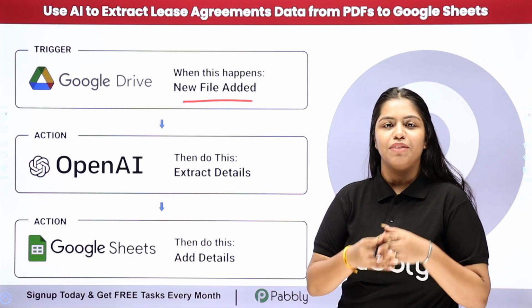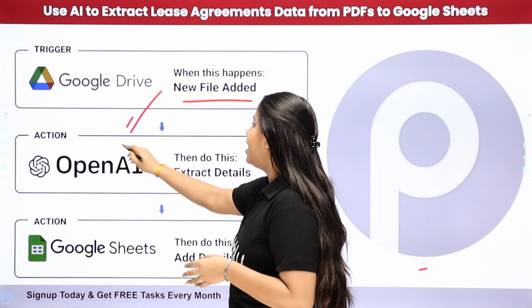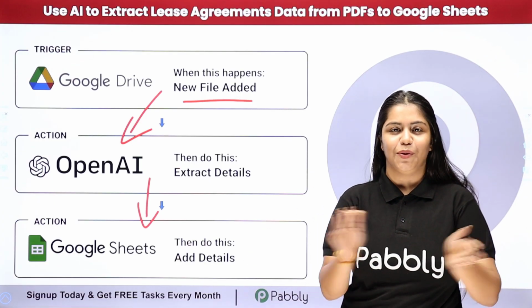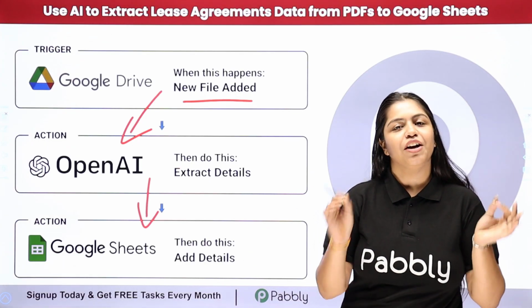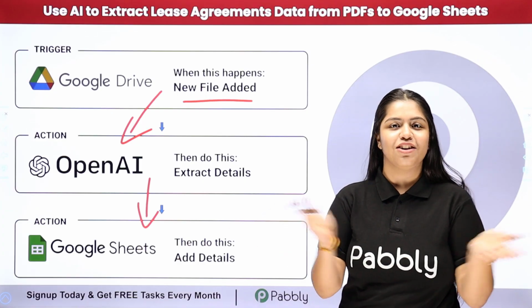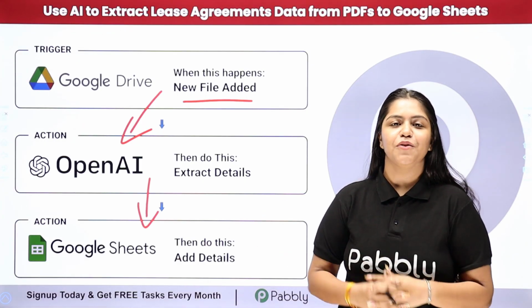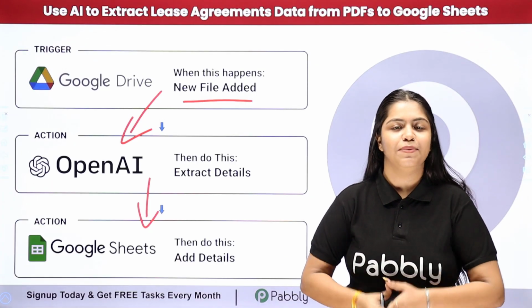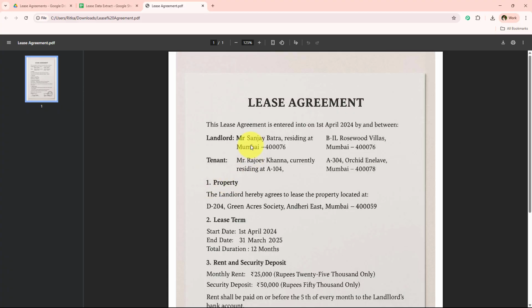So to do this, we are simply going to create a connection between Google Drive, OpenAI and Google Sheets. And to create this connection without knowing any programming or coding language, we are going to use Pabbly Connect. It is an amazing automation software. So if you also want to create this amazing automation for your own business, then for that you have to come with me towards my screen. Welcome to my screen everyone.